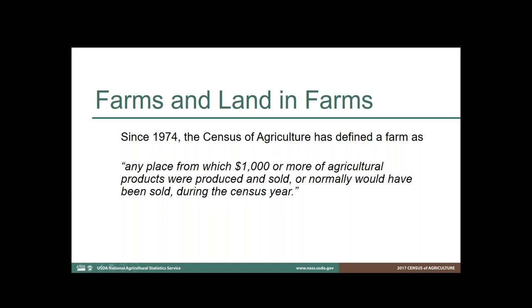But the other thing is that $1,000 is a pretty small amount. So to produce $1,000 in agricultural sales, you may only have a few acres of corn or a couple head of cattle or, you know, 10 or 20 sheep or goats. So the census counts very small farms and multi-million dollar farms. So that's another important thing to think about when you're looking at census data, this wide spread in the types of farms counted in the Census of Agriculture.